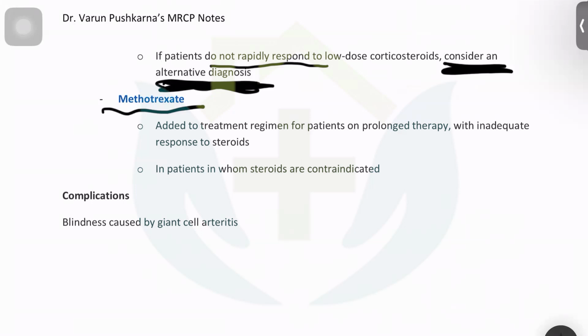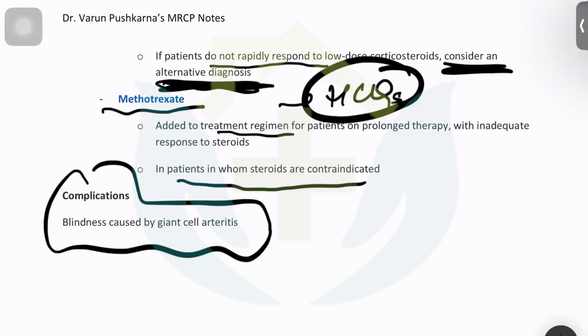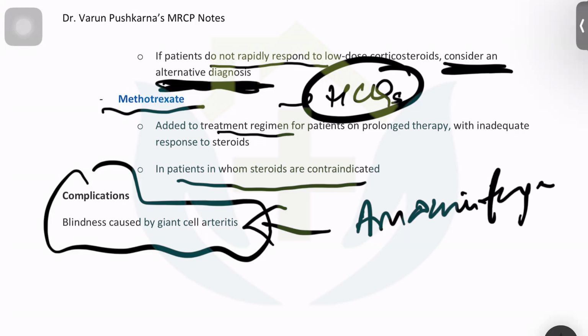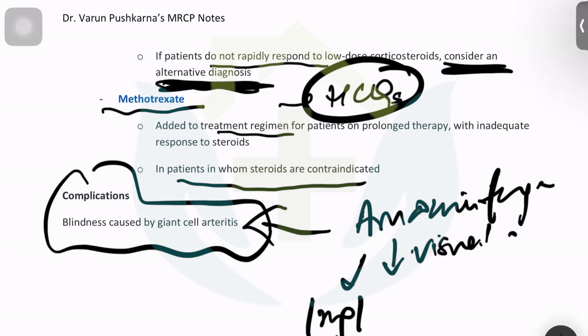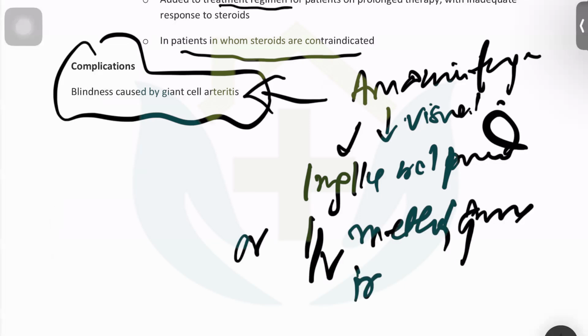You can add methotrexate to the treatment and you can add hydroxychloroquine. That is a good drug in patients in whom steroids are contraindicated or can be. Complications are blindness, which can be caused by giant cell arteritis. Now, if the patient has come with amaurosis fugax, or decreased visual acuity, the treatment is 1 mg per kg oral prednisone or intravenous methylprednisolone immediately.